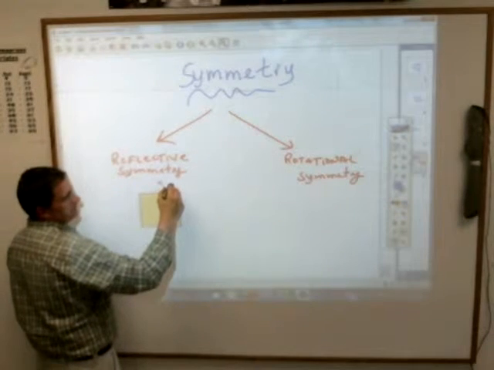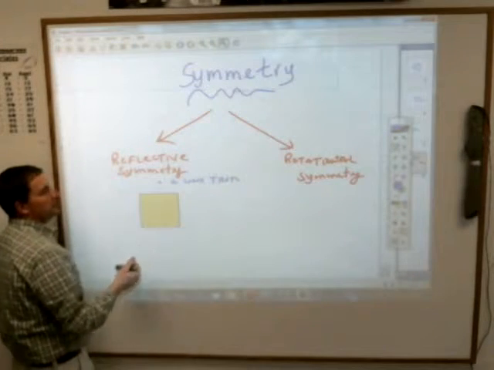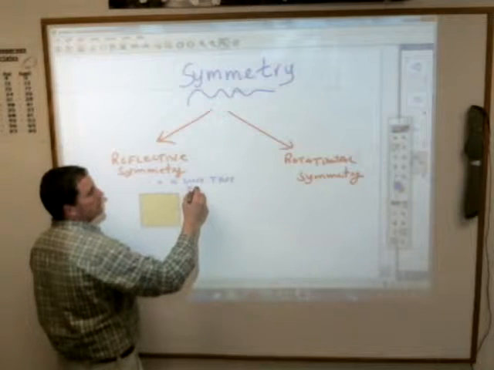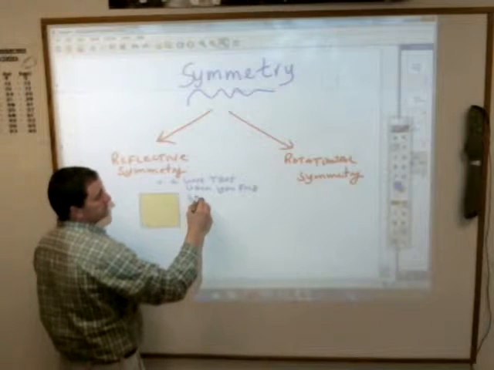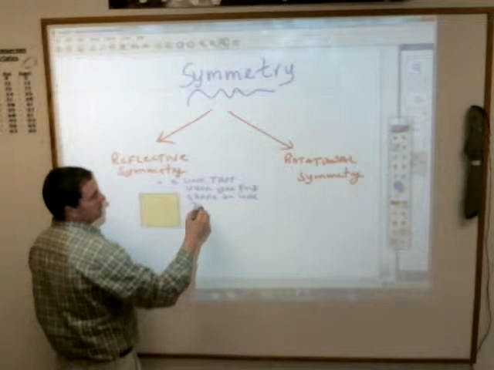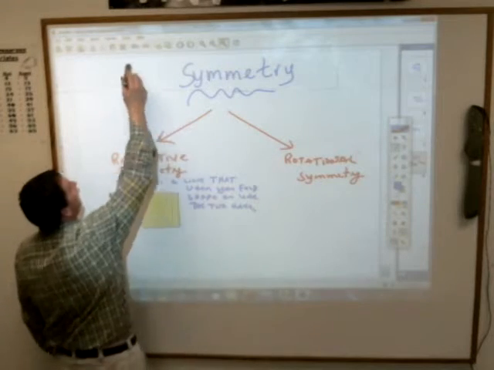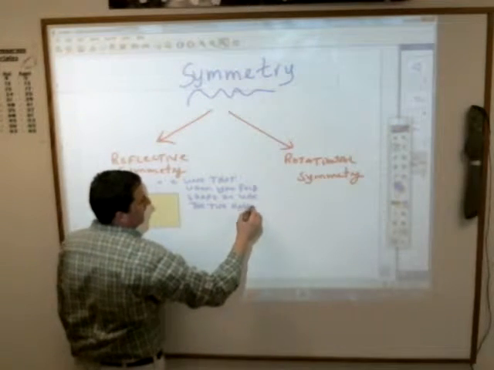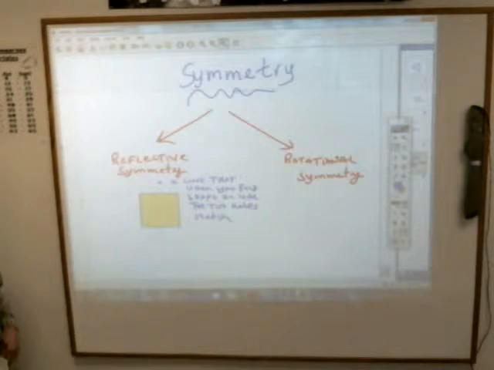Can you draw a line that, when you fold the shape on that line, the two halves match up? It's called reflective because it's like looking in a mirror. When you look in a mirror, that is the kind of symmetry, because the mirror is kind of that axis where it's an exact duplicate of something.